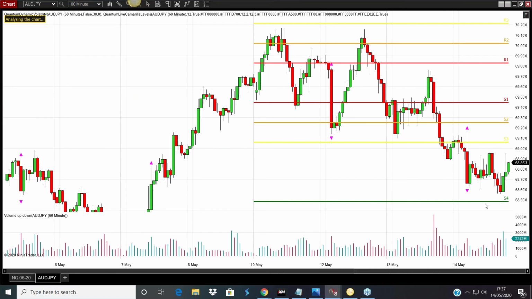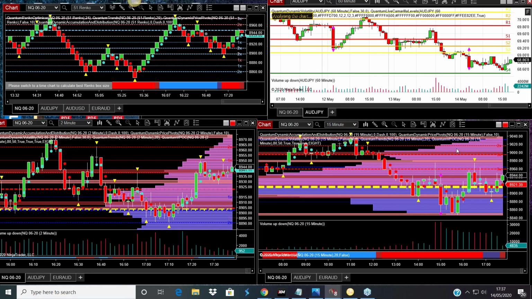And curiously enough, we're also almost at the S4 here on the Aussie Yen. And you also have to remember that when markets are going higher, they always creep. They very rarely surge higher, but things always move more slowly going up than they do going down.